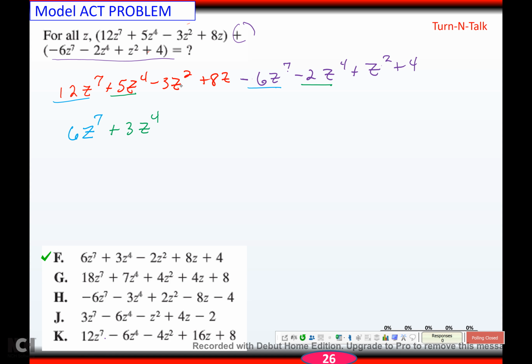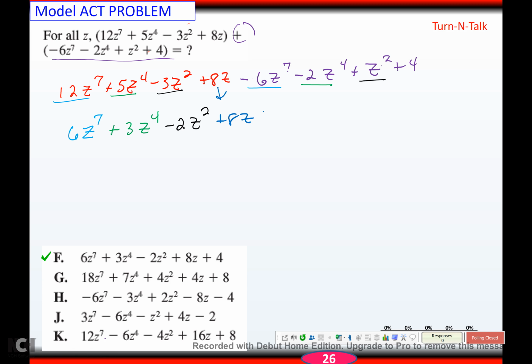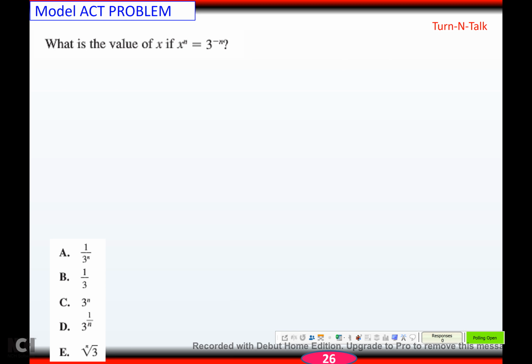I have a square and a square. Negative 3z squared plus 1z squared would be negative 2z squared. And then my last two terms don't match, so we just drop them like it's hot. So the 8z drops and the positive 4 drops. And that would be my polynomial, the sum of those polynomials. Okay? Alright, try this one. Hit pause. Come back when you're ready.